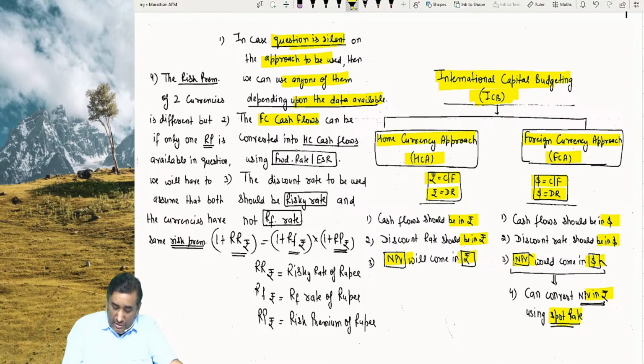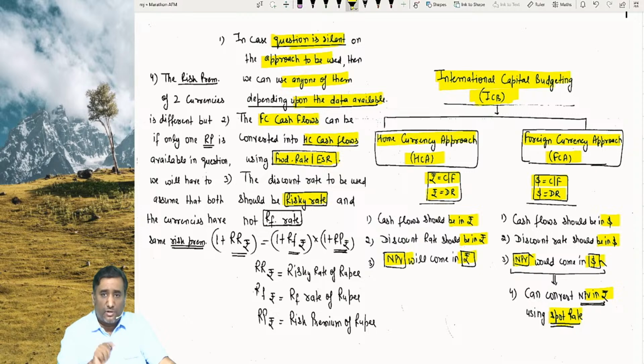Foreign currency cash flows can be converted into home currency cash flows using forward rate or ESR. That means you have to apply which theory? IRP or ESR. The discount rate to be used should be a risky rate. That's very important. Because cash flows have a risk, the discount rate should have risk. And remember this line, capital budgeting will become slightly easier for you.